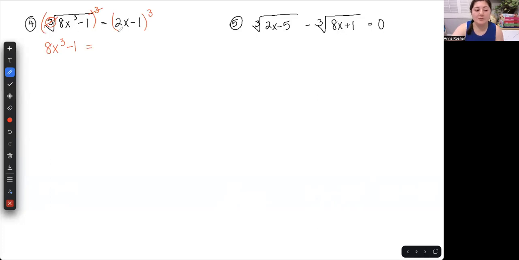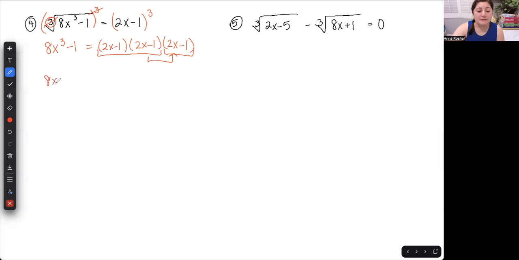And then this is going to have to be multiplied out. So you're going to end up with 2x minus 1, again 2x minus 1, and then again 2x minus 1. So I'm going to FOIL this out, and then whatever I get from foiling these out, I'm going to distribute to this entire parenthesis.